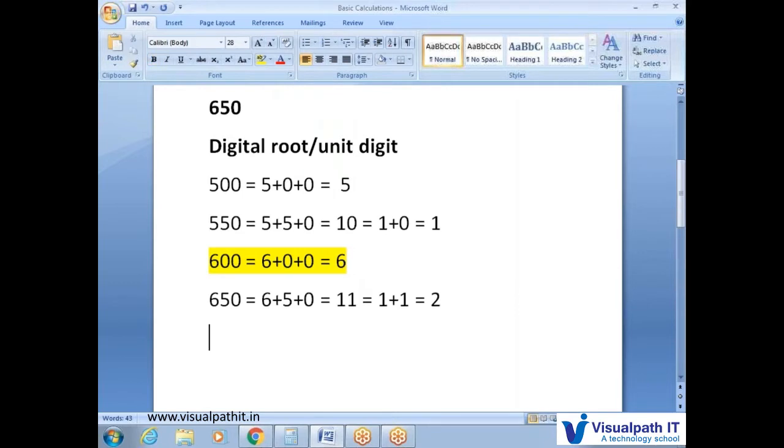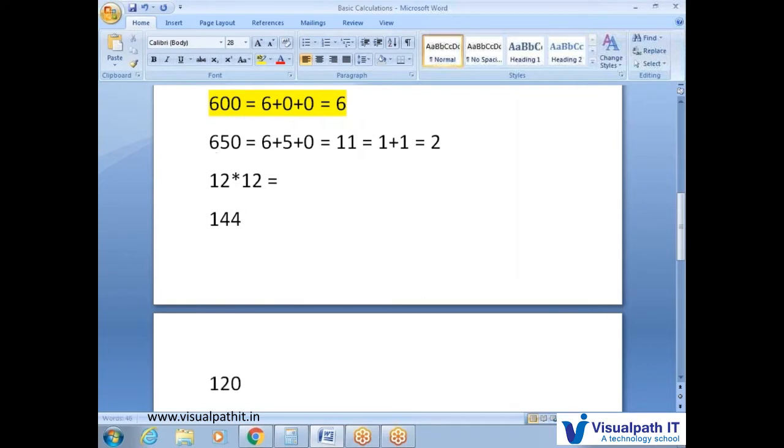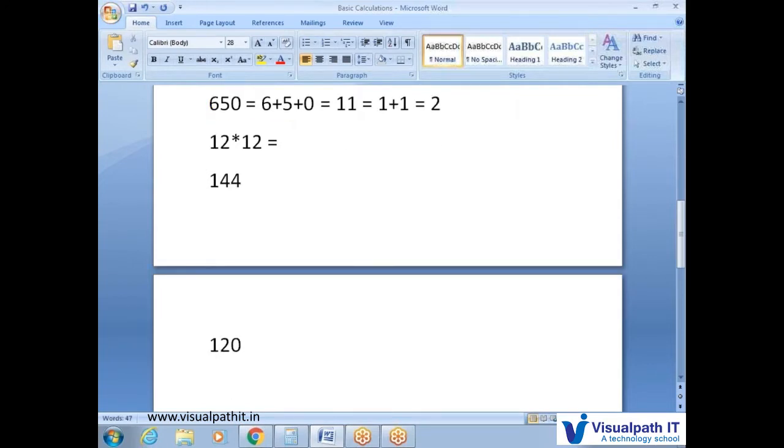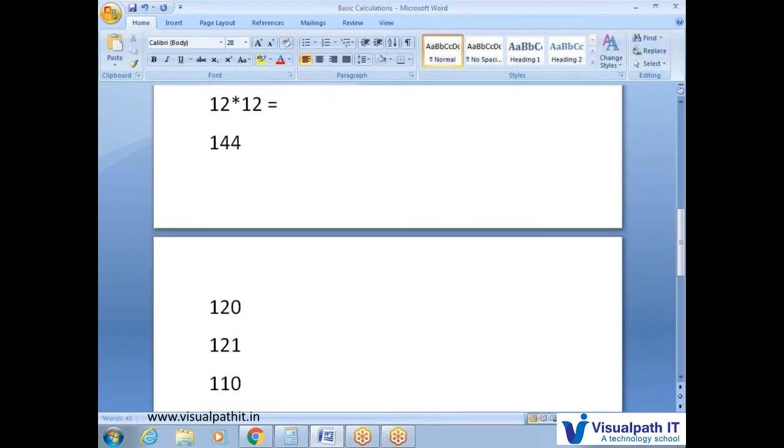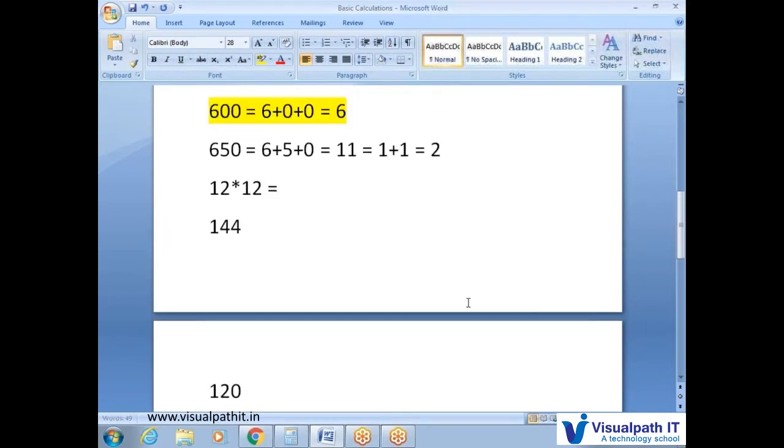Clear? And one more question. For example, 12 into 12. What is 12 into 12? You all know, the answer is 144. So find the value of 12 into 12. You have four options. The first option is 144, the second one is 120, the third one is 121, and the fourth one is 110.